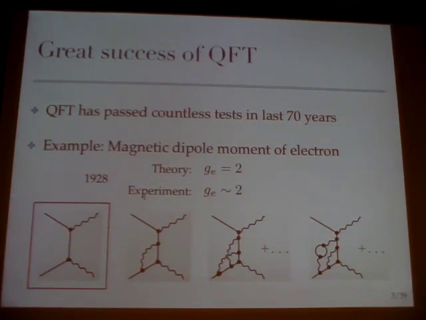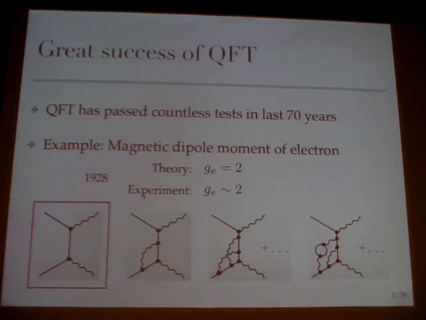Now, quantum field theory has passed a huge number of checks in the last 70 years, and I will just show one of the most famous ones, which is the magnetic dipole moment of the electron. You can here define a dimensionless quantity called the g-factor, and that was predicted by Paul Dirac in 1928 to be equal to 2, and it agreed with the experiment at that time. And from the modern point of view, that would correspond to the tree-level calculation.